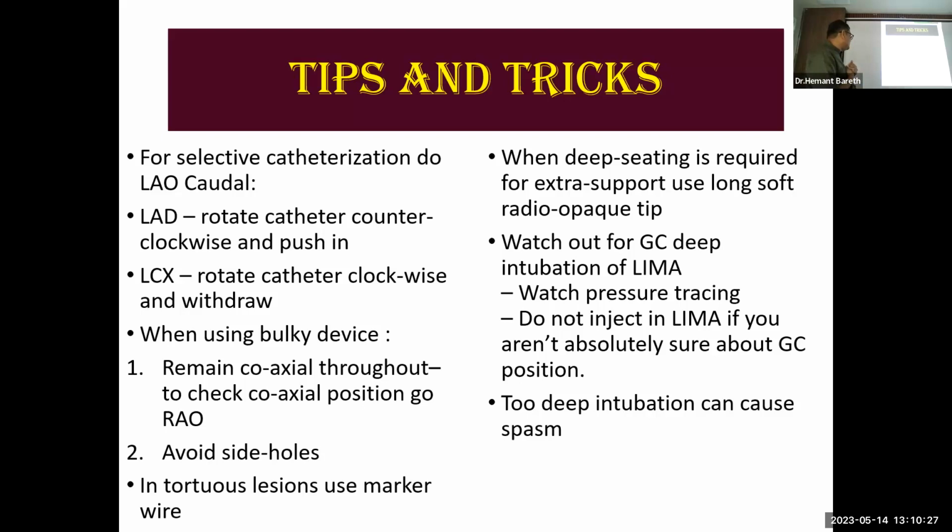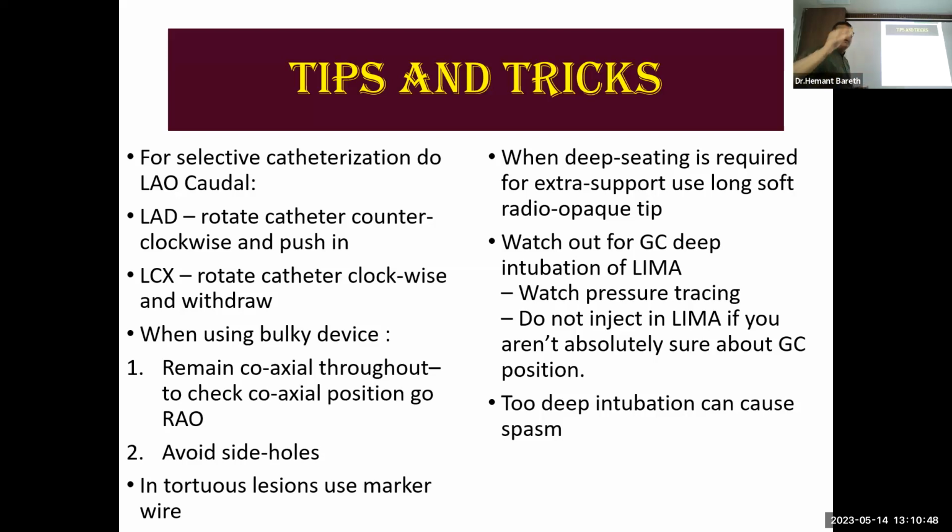Obviously, when using a bulky device, you have to remain coaxial throughout. And then you can check in RAO position. Avoid side holes, because as I said, they give you a false impression, because they give you aortic pressure, and you don't know what is happening inside the coronary. So that may be a problem.